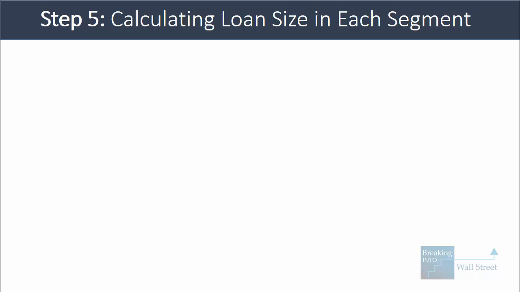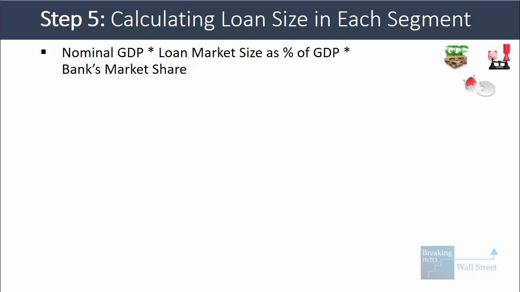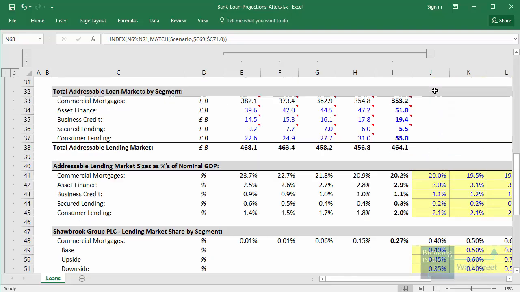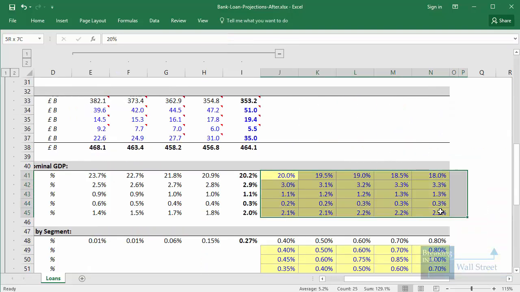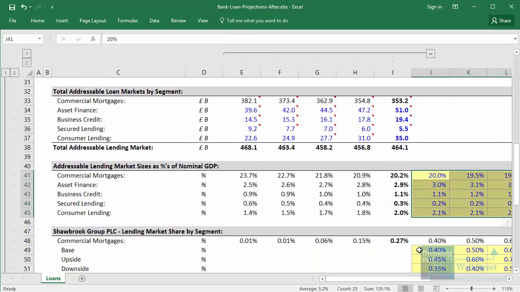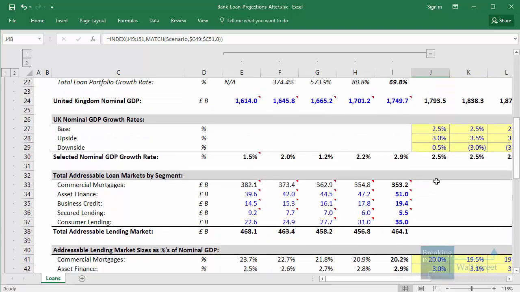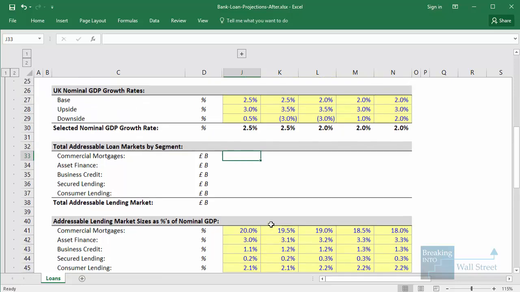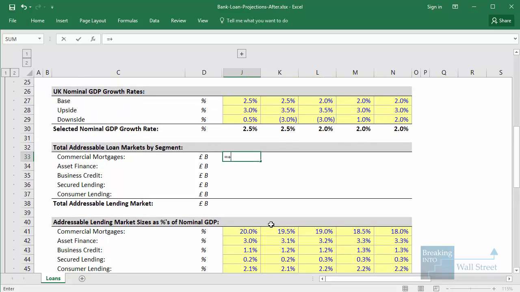Now in step 5, you need to calculate the loan size in each segment and wrap up this calculation. This is actually pretty easy because you just take the nominal GDP, you multiply by loan market size as a percent of GDP, and then you multiply by the bank's market share. So here's how we put things together and do this in Excel. We have our estimates for the addressable loan market sizes here and then Shawbrook's market share. So let's go up and first start by calculating the addressable loan markets by segment.